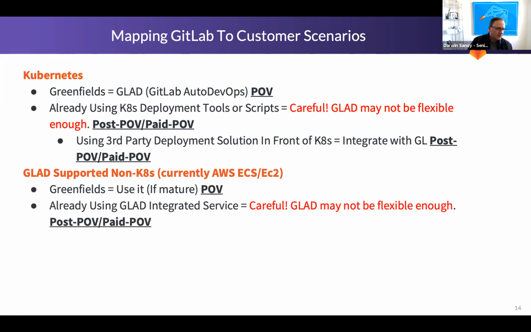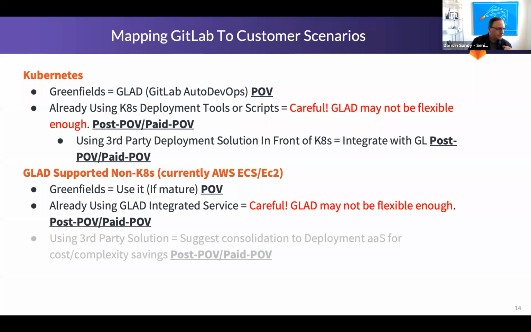If they're already using an integrated service, so they have extensive use of, say, ECS, they've been doing ECS for 5 years, be careful about implying GitLab's ECS support built into Auto DevOps would be a great fit for them, because once again, they might have very opinionated ideas about how that should happen. And these two are early days for us. If they're already using a third-party solution, that can have a whole raft of issues wrapped into it.